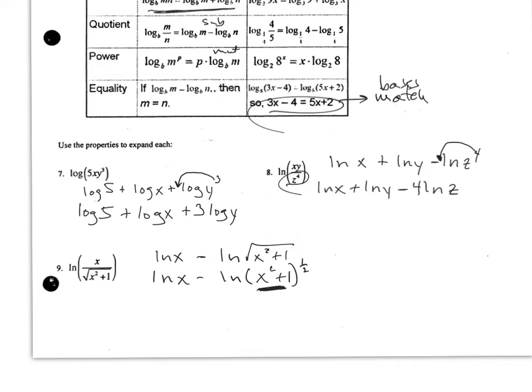We don't change adding. We only change multiplying, dividing, powers. That's it. There's only 3 things we can change. So that x squared plus 1 is going to stay there. This power, however, can come in front. So the natural log of x minus 1/2 times the natural log of x squared plus 1. Keep that in parentheses, showing that it's grouped together. That's as far as that one goes. Try to resist trying to go crazy far.